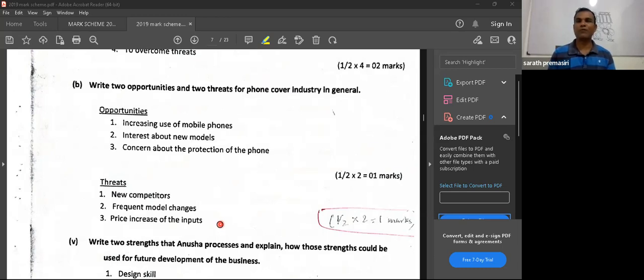Increasing price of inputs, that is another reason.